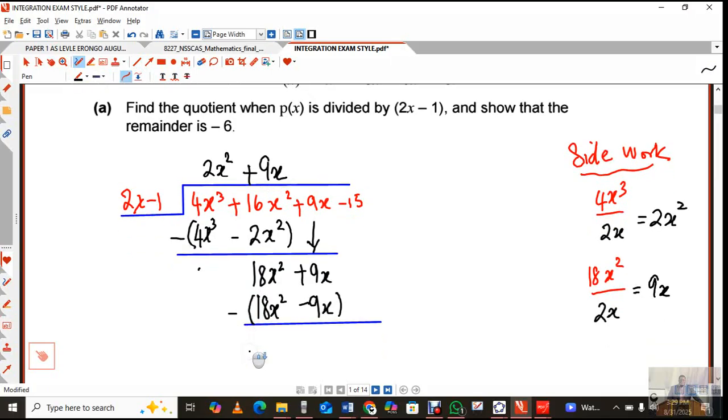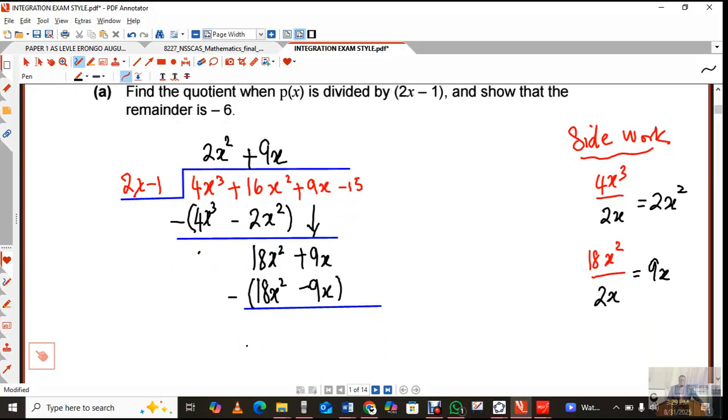Hopefully you're following. Now, when you do that, you will be left with double negatives. That makes this an 18x. And I'm going to bring down all of that. That is going to be minus 15.